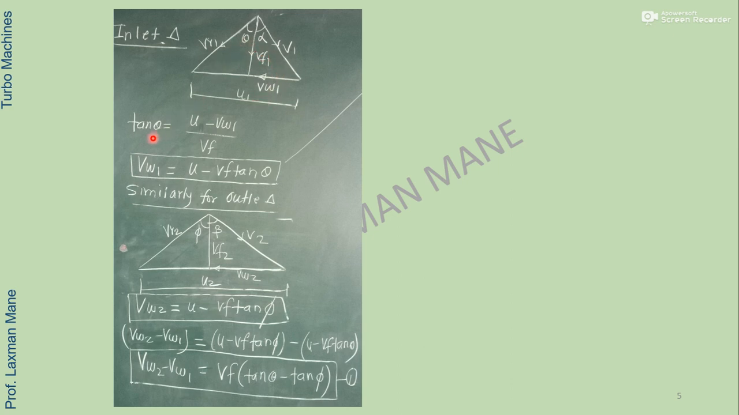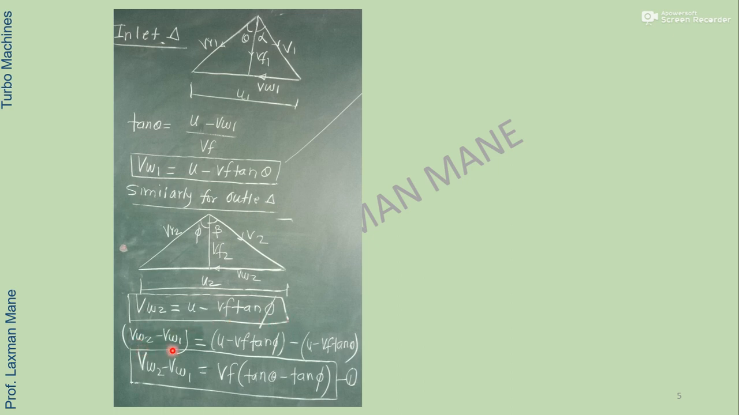So we can write the equation tan theta is equal to (U minus VW1) divided by VF. By arranging the equation in the form of VW1, we get U minus VF tan theta. Now we have to obtain the equation for VW2 minus VW1. So for that we write VW2 by using the outlet triangle, which is similar to this. Similarly, for the outlet triangle we can write VW2 is equal to U minus VF tan phi.